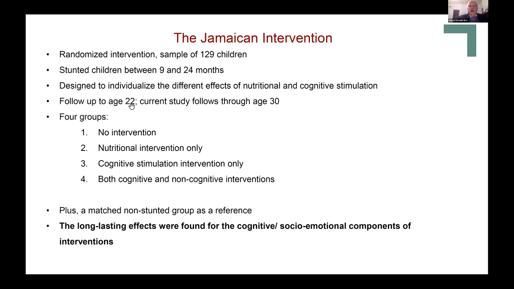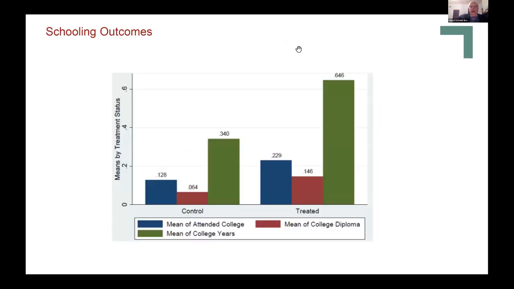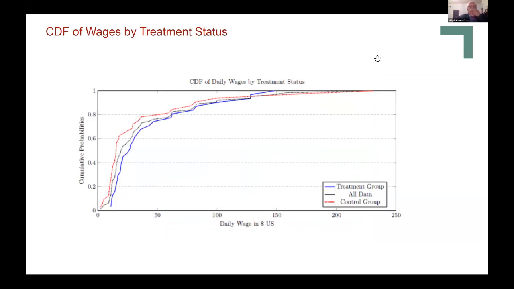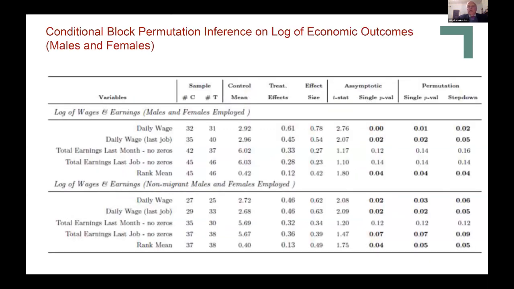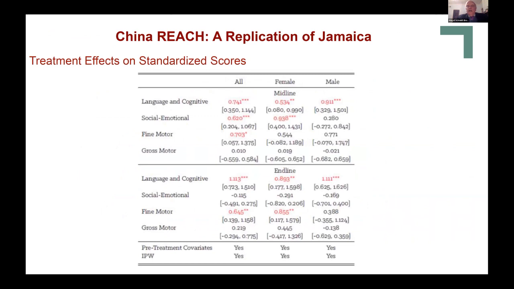So we followed these children up to age 22, and we have a new study that follows them through age 30. And what we can see at age 30 is that the children in the treated group are much more likely to go to college, have more years of completed college, and to succeed in school. And if you look at their wage distributions, the wage distribution of the treated stochastically dominates that of the control. So that's a powerful mechanism.